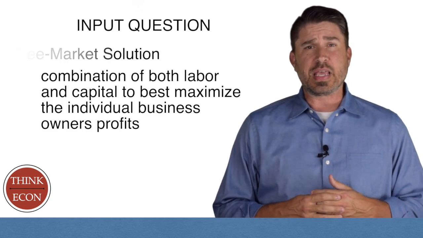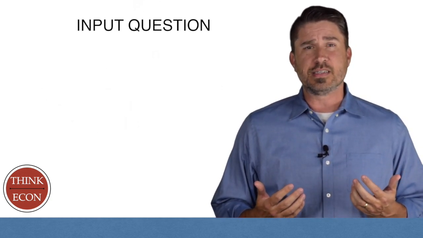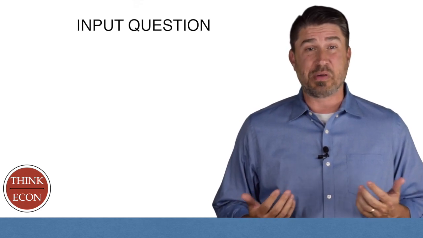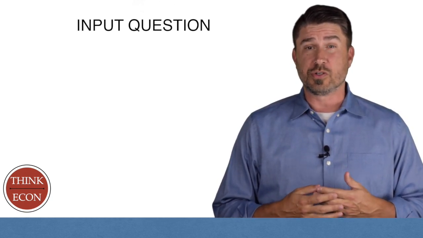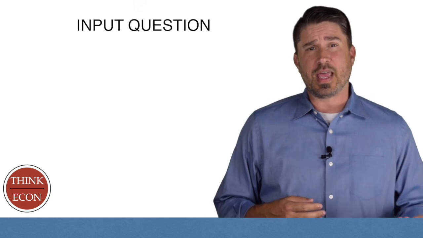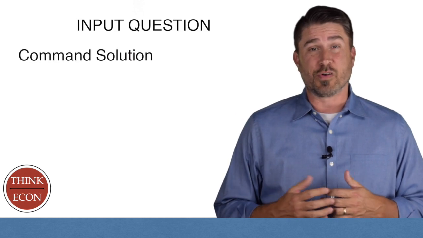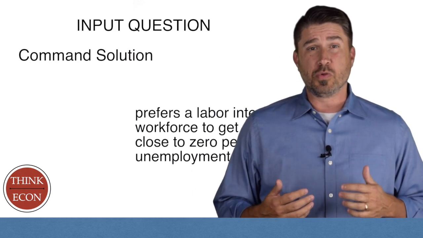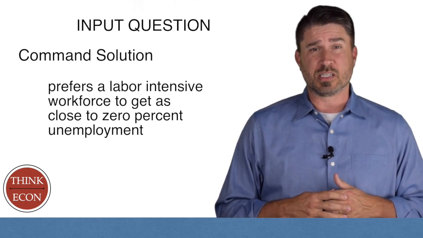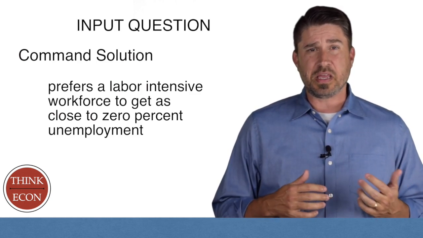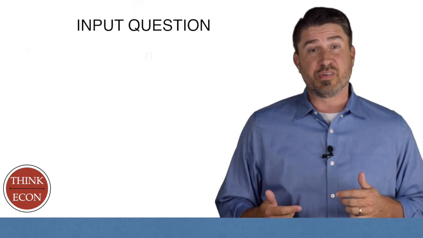Adam Smith would argue by allowing each business to maximize its individual profit, the overall societal welfare increases because the businesses have incentive to be their best through competition, which creates increased quality and lower prices for the consumers. Smith called this the invisible hand. On the other hand, the command economy prefers a labor-intensive workforce because when meeting the goal of a low level of unemployment, it chooses to be as close to zero unemployment as possible, which seems like a good thing, but may lead to some unintended consequences, which we'll talk about in a different video lecture.